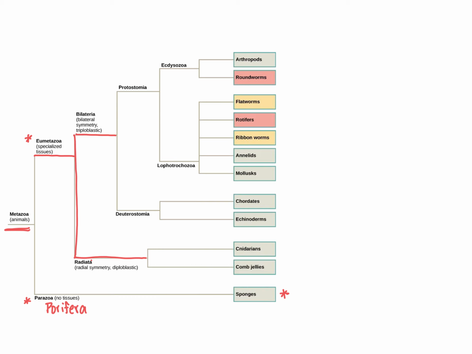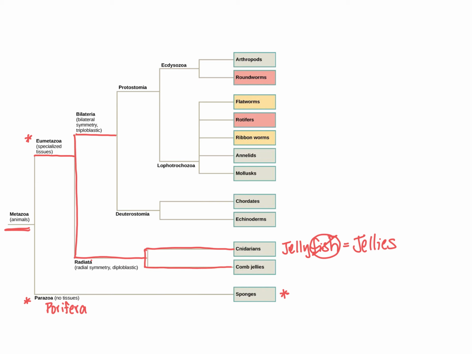The animals that have radial symmetry are going to be things like the cnidarians and the comb jellies. And cnidarians, we're talking mostly about jellyfish. But technically jellyfish are not fish, so they're just called jellies. This is just an example of an organism in this classification. There are more options out there.